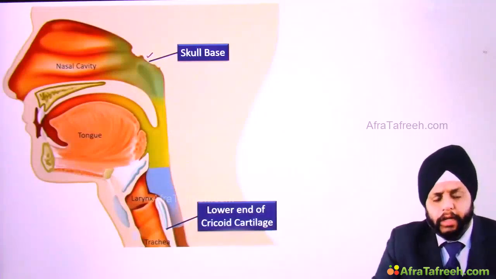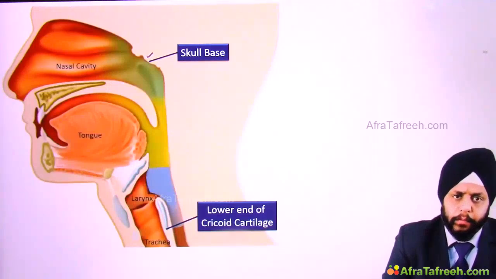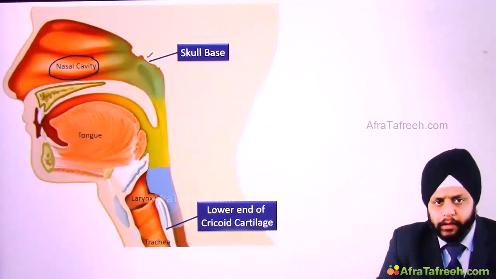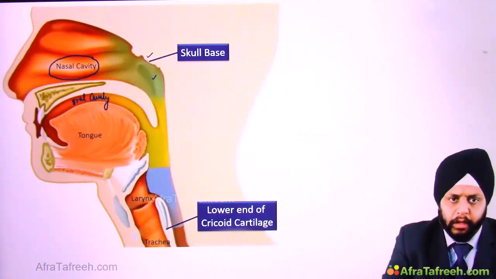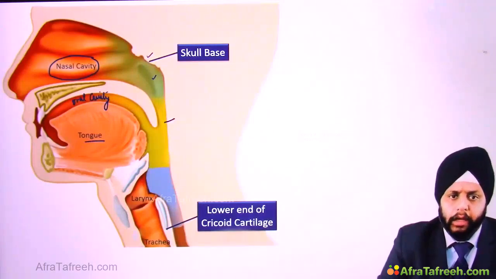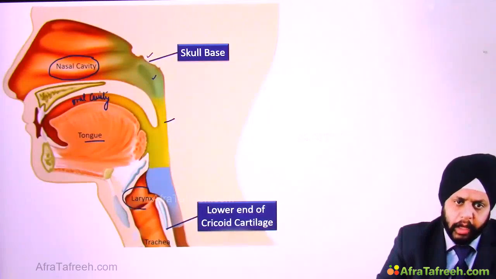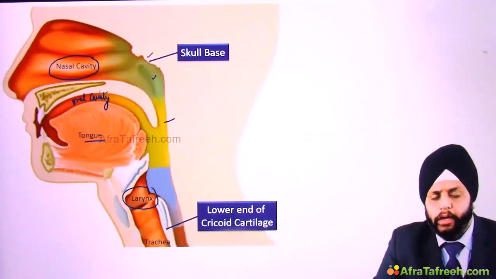Now we can divide this pharynx into three parts. What are the three parts? As I just told you, behind the nasal cavity, we have the nasopharynx. You can see it in green color. Behind the oral cavity, you can see the tongue, right? So we have the oropharynx, and behind and around the larynx, we have the laryngopharynx. Okay, so we can divide it in three ways.